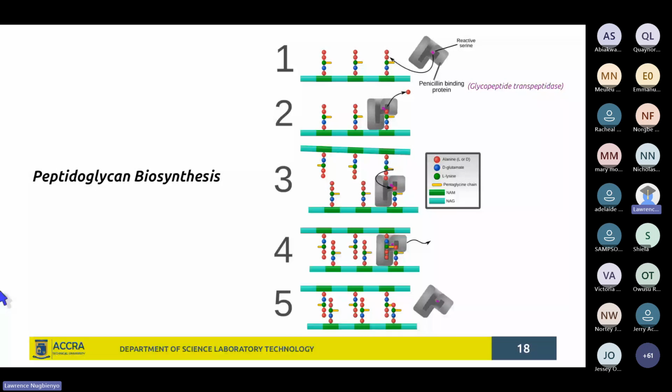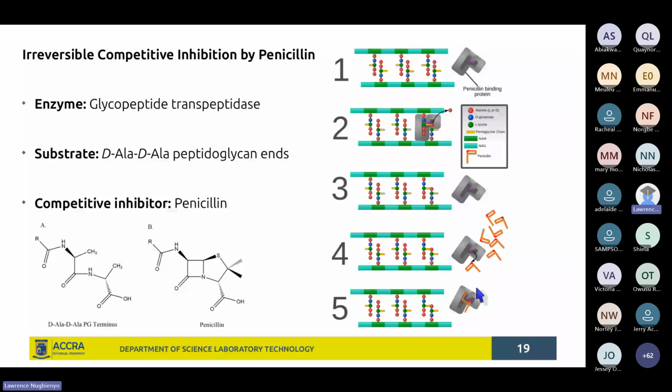And so that whole process is being catalyzed by this glycopeptide transpeptidase. All right, so now, knowing that it is this glycopeptide transpeptidase that catalyzes the formation of these cross linkages, which results in the synthesis of the peptidoglycan, penicillin is then used to inhibit that enzyme, which is why it's being referred to as the penicillin binding protein.